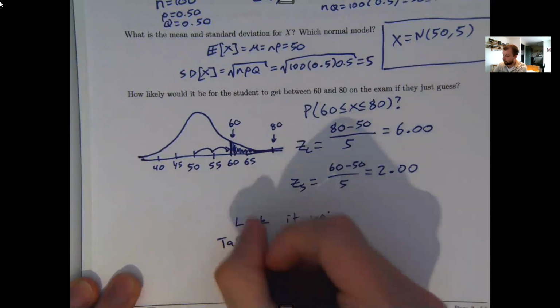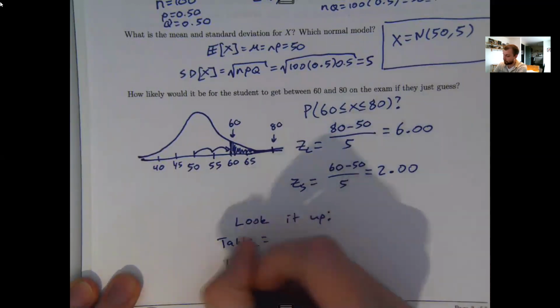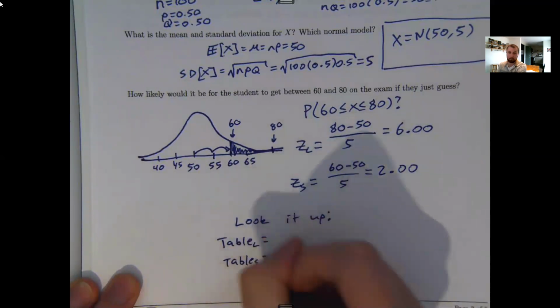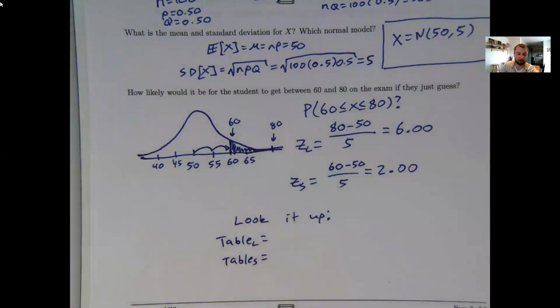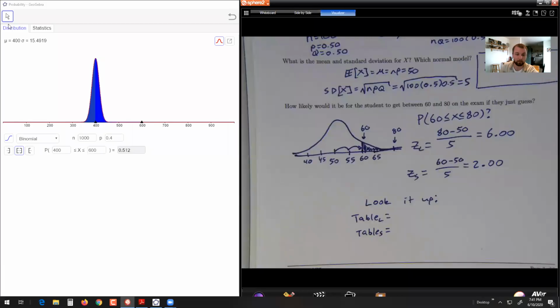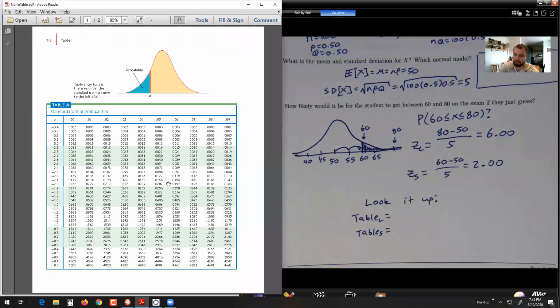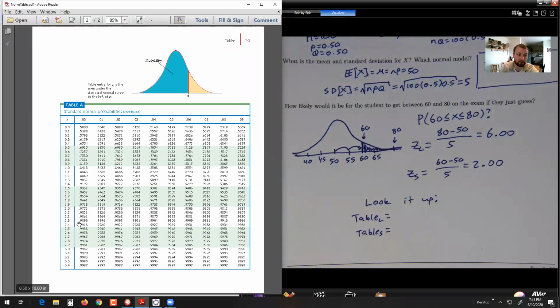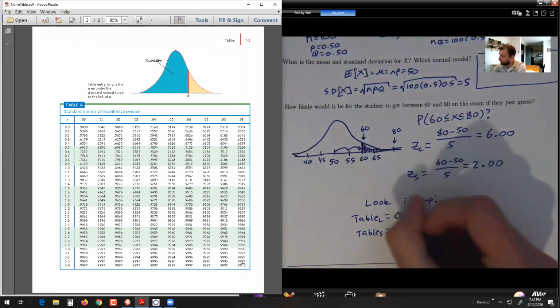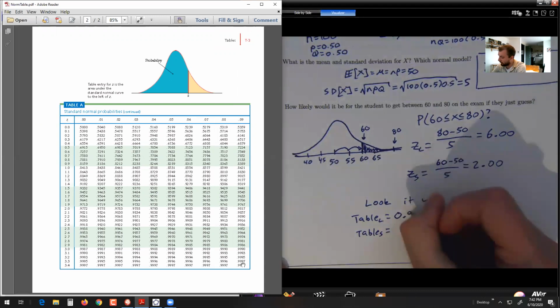I'm going to have a large table value, and I'm going to have a small table value. Large table value. So I'm going to go to my normal table here, and I'm going to try to find 6.00. Now, looking at my z-score table, the largest possible number I have is 3.49 for a z-score. And that gives me a table value of 0.9998. This table value for 6 is going to be even bigger than that.